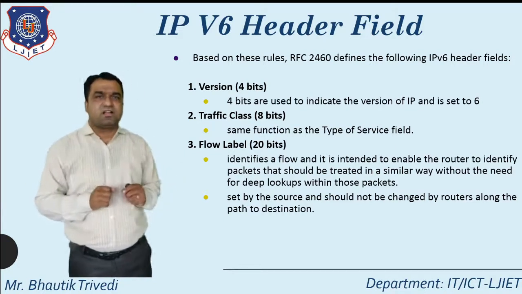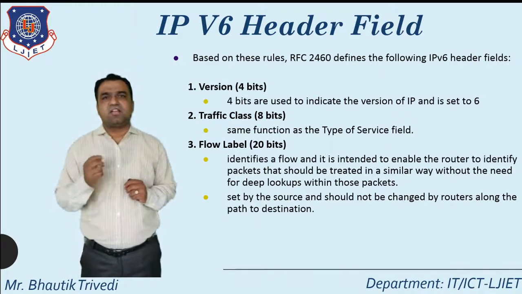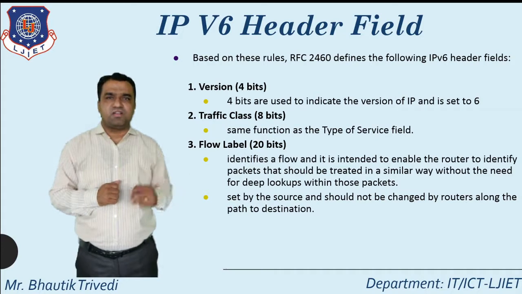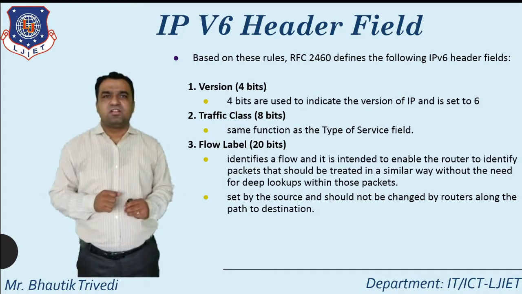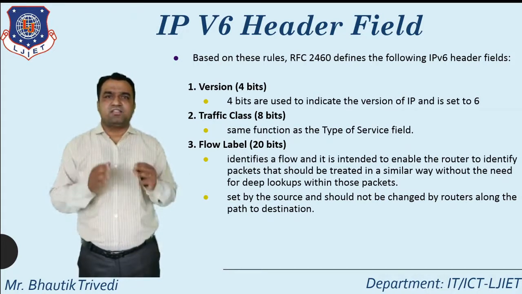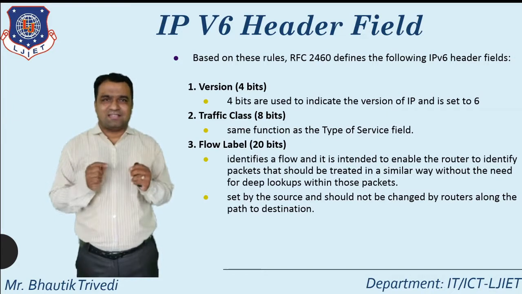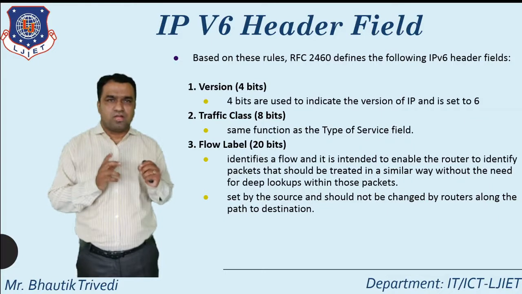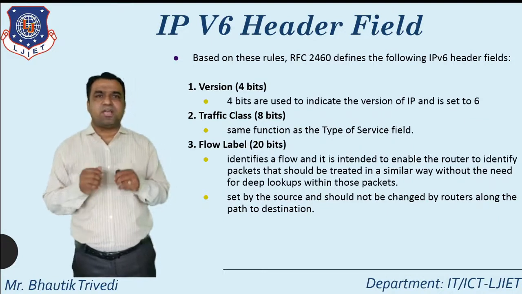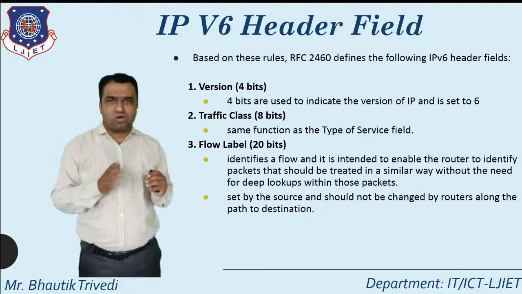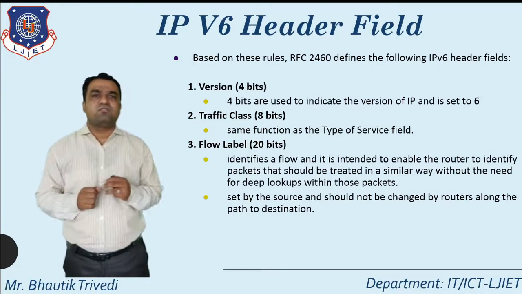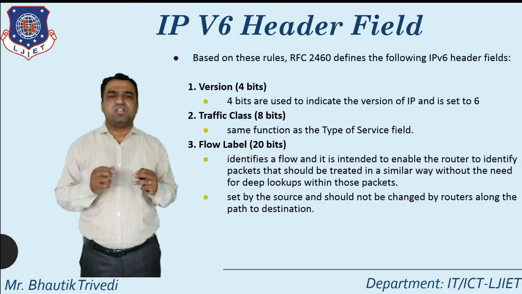After that, the second one is the traffic class. Why do we use the traffic class field in the IPv6 header? The traffic class is treated as the type of service field in IPv4, meaning which type of service is part of this protocol. That can be considered a traffic class. Third one, flow label. What is the meaning of flow label?